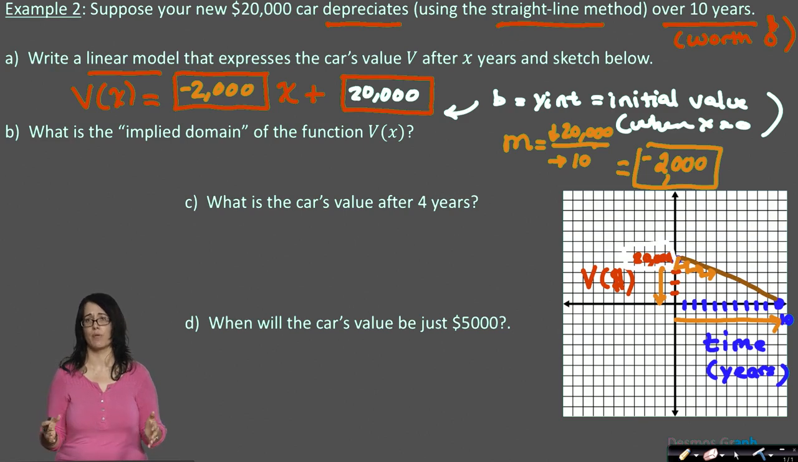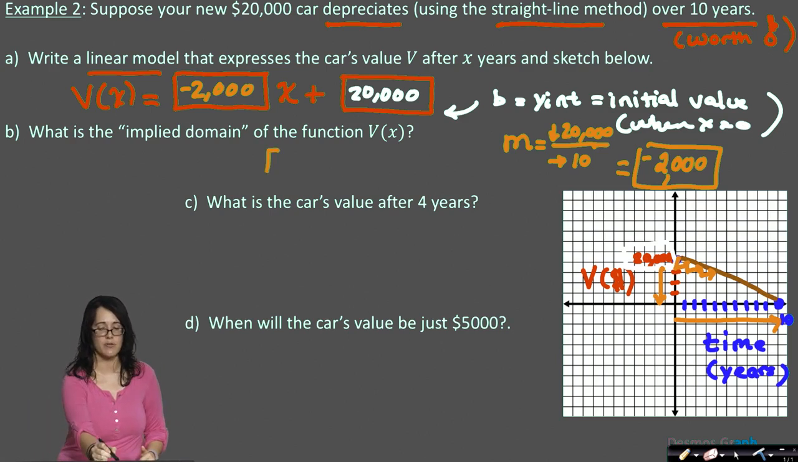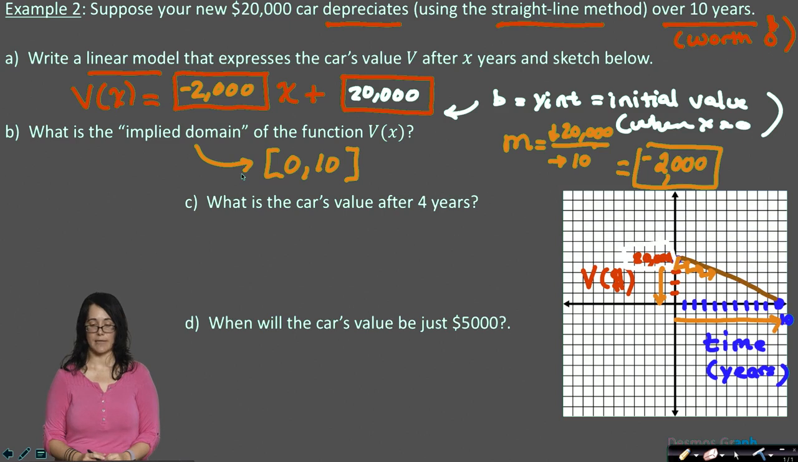In this word problem, the line isn't allowed to go on forever because I'm only interested in the value of the car when I first buy it, when x is 0, and when it's valueless, 10 years later. So I'm only interested in the x values between 0 and 10. So the implied domain would be 0 to 10 in brackets. Those are the only times I'm interested in this line.